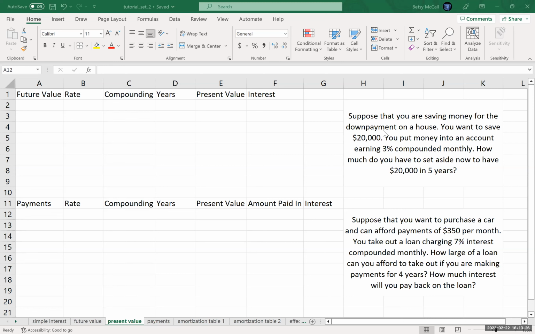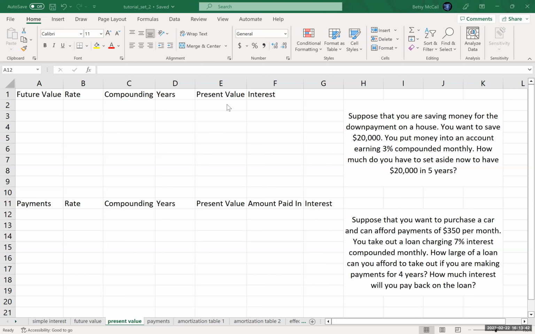Suppose that you are saving money for the down payment on a house. You want to save $20,000. You put money into an account earning 3% interest compounded monthly. How much do you have to set aside now in order to have $20,000 in 5 years?